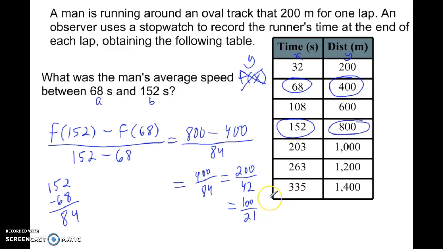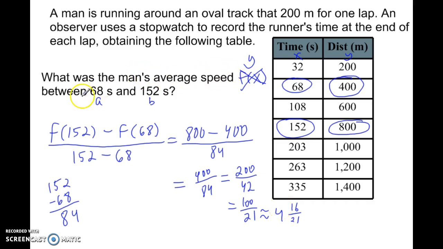Which it might just be good to think about in terms of a mixed number. I don't usually do this, but it would make more sense here. So 21 goes into 100 4 times, and that would be 84. So 4 and 16 21s. So almost 5. What is this asking for here?